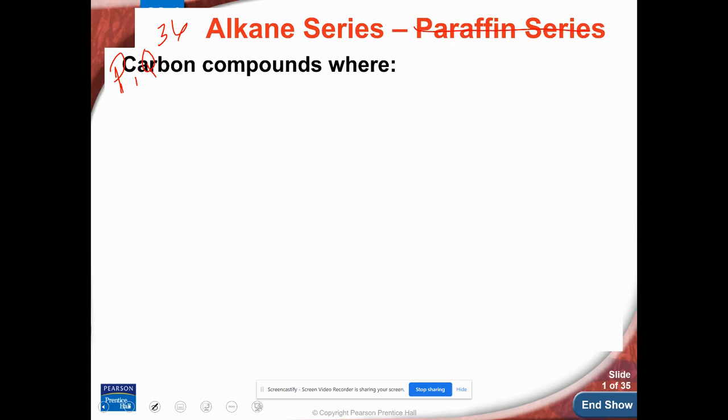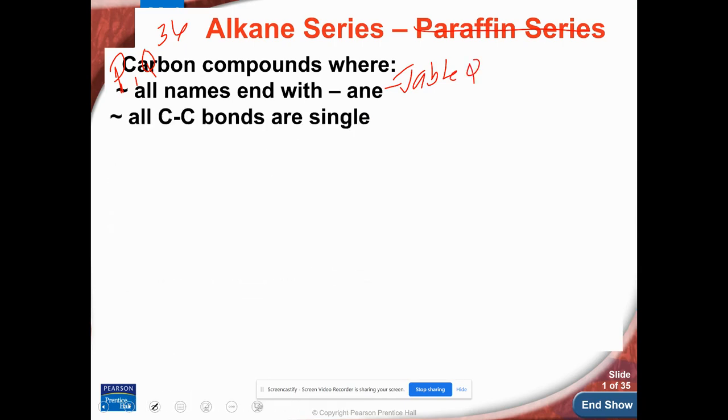So the alkane series are carbon compounds where all the names end with ane, according to table Q. They're all carbon-carbon single bonds, so that makes them saturated. I like to remember this as single bonds start with S, saturated starts with S.